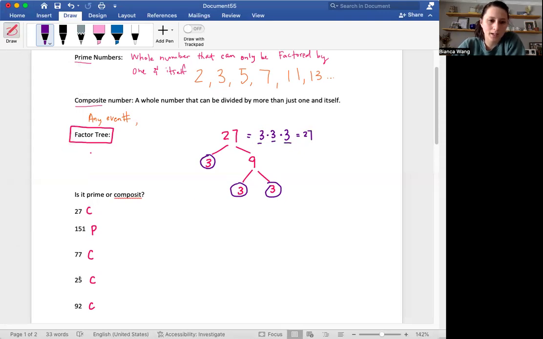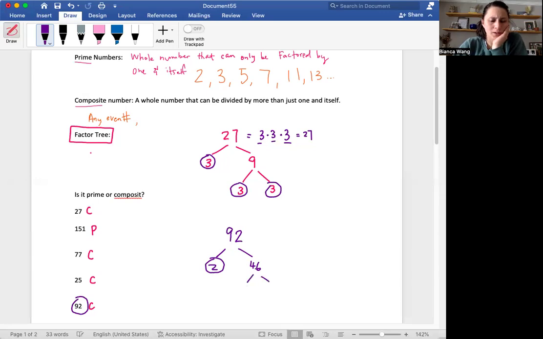Let's take a look at 92. So this one, I'll do it over here. 92, I'm going to break it down. I know for sure it's divisible by 2. So 92 divided by 2 is 46. Okay, this is a prime. I'm going to circle it. Then I'm going to break down 46.